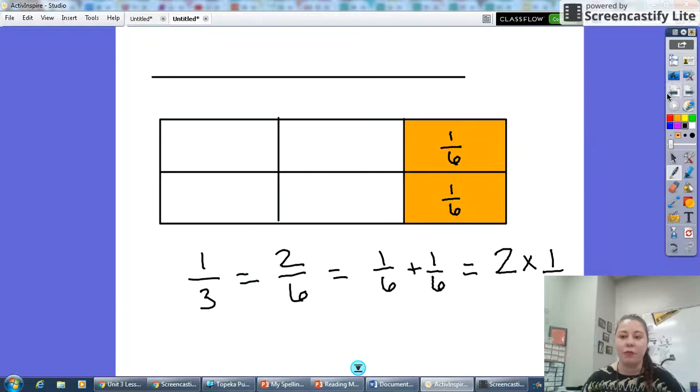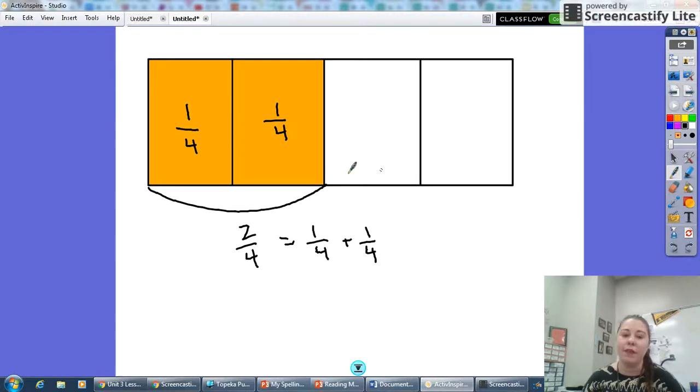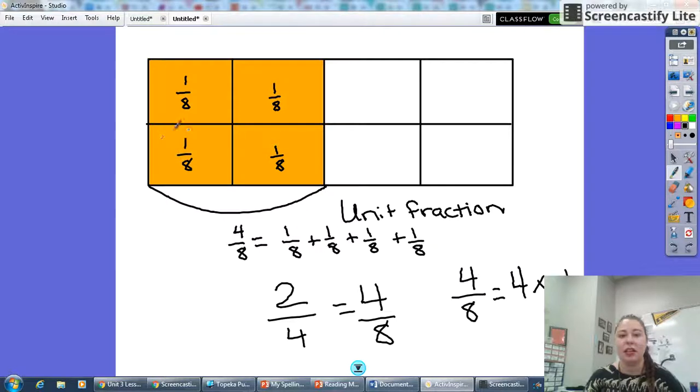So when we're finding equivalent fractions, that just means that they take up the same amount of space. We are using the same whole. So I didn't change the size of my rectangle. So I had 2/4 here. I didn't change the size, and I just split that. So then I had 4/8. 2/4 and 4/8 were the same.